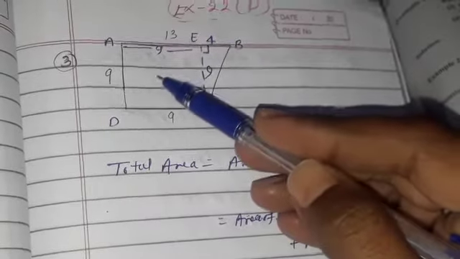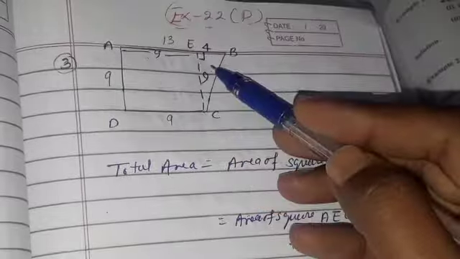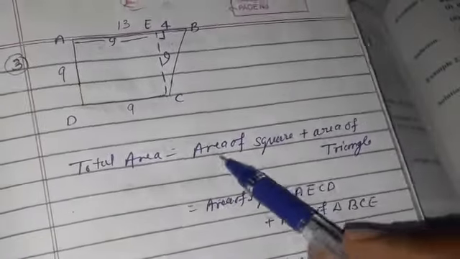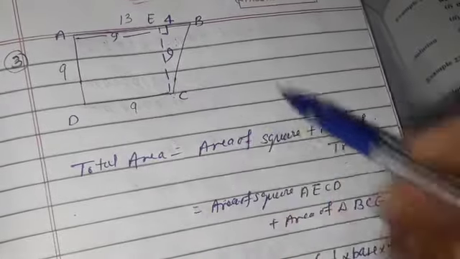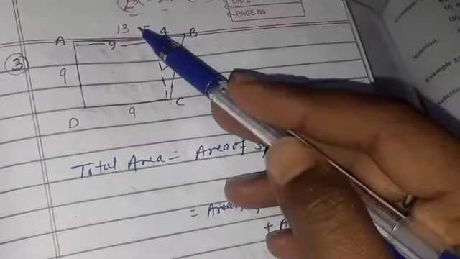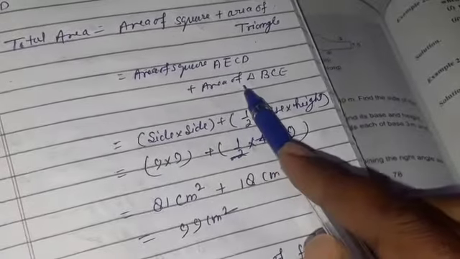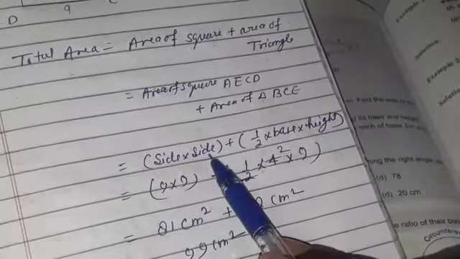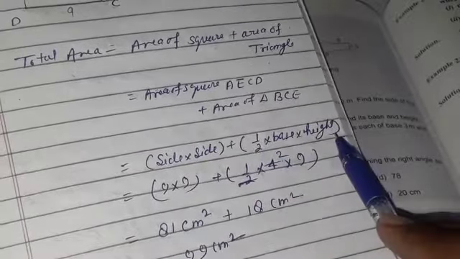So you can calculate the area of this square and the area of this triangle, and if you add them, then you can find the area of this figure. So total area is area of square plus area of triangle. So area of square means AECD plus area of triangle means BCE. You all know the area of a square is side into side, and the area of a triangle is 1 by 2 base into height.